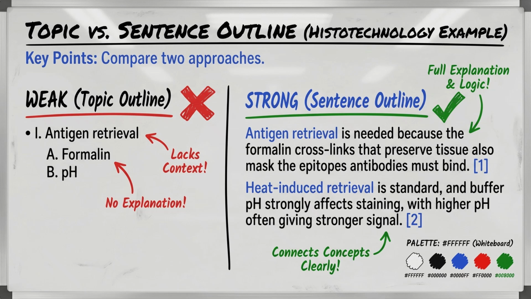Then, heat-induced retrieval is standard, and buffer pH strongly affects staining, with higher pH often giving stronger signal. This provides actionable information, linking pH directly to staining outcomes. The sentence version forces you to articulate a complete thought, and either it holds up under scrutiny or it doesn't. Let's explore why this commitment to full sentences is so powerful for clear thinking.